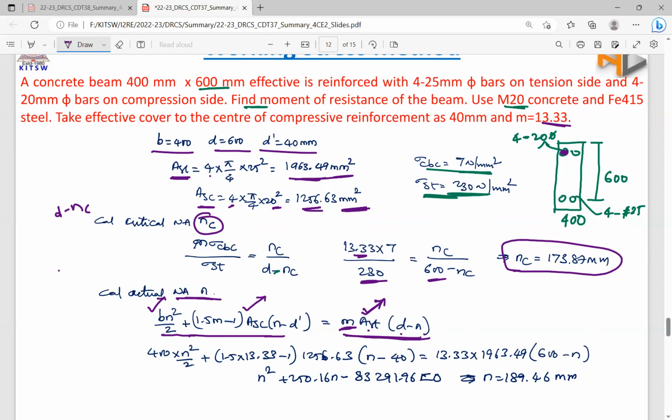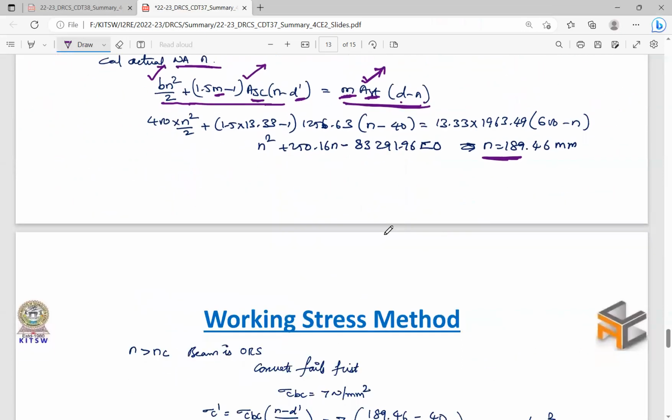So if we substitute all these values: B is equal to 400, N we don't know, we need to calculate. M is equal to 13.33. Area of compression steel, we substitute 1256, right? D dash is equal to 40. AST, area of tension steel, 1963.49. You substitute all these values and you are going to get the actual neutral axis depth as 189.46 mm.